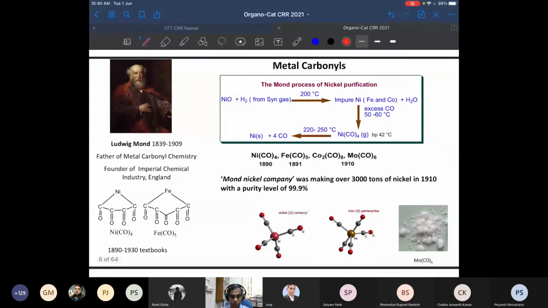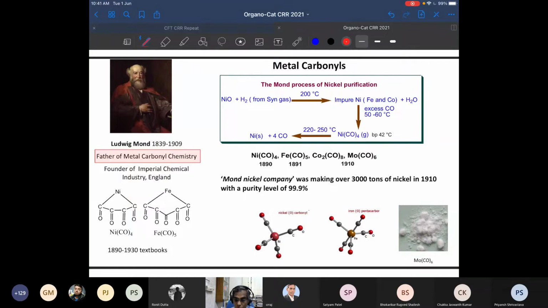Next, we'll go here. Metal carbonyl, because we'll mostly center around metal carbonyls or metal triphenylphosphine ligands. Right, how do we synthesize them? If you look at the left-hand side, I have given a picture of Ludwig Mond. He is the father of metal carbonyl, because he is the one who initially synthesized the metal carbonyls.